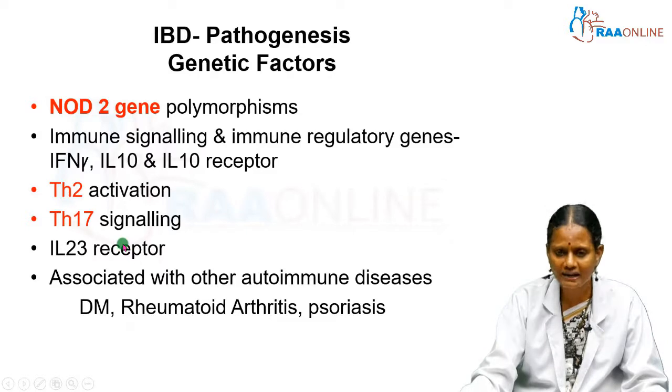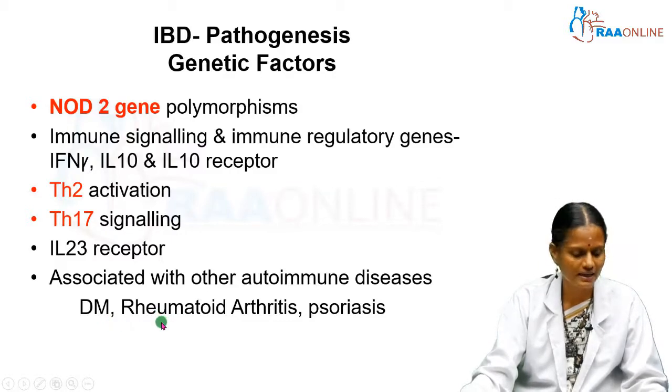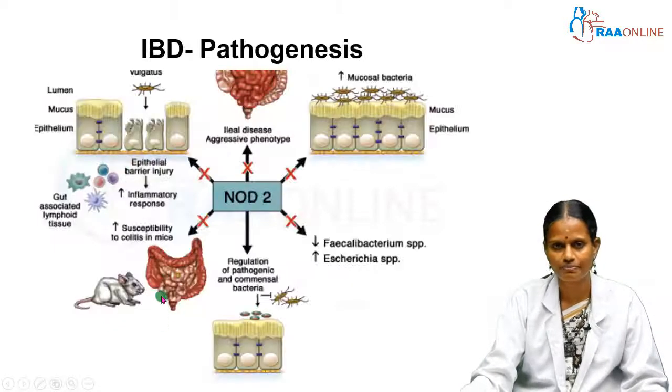Both Crohn's and ulcerative colitis also have increased susceptibility with abnormalities in interleukin 23 receptors. Because of all these immune activation mechanisms, there are associations of these inflammatory bowel diseases with other autoimmune diseases like insulin-dependent diabetes mellitus, rheumatoid arthritis, psoriasis and other conditions.